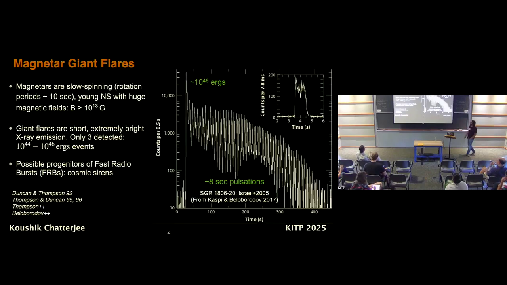Just to give you an overview of the problem: magnetars are young neutron stars. They are very slow spinning, with periods of a few seconds or so. Their unique trait is that their magnetic fields are exceedingly high, 10^13 Gauss and above. Giant flares are extremely short, bright X-ray flares going up to around 10^46 ergs in a very short span of time, then slowly decaying over seconds to minutes to probably hours timescales.